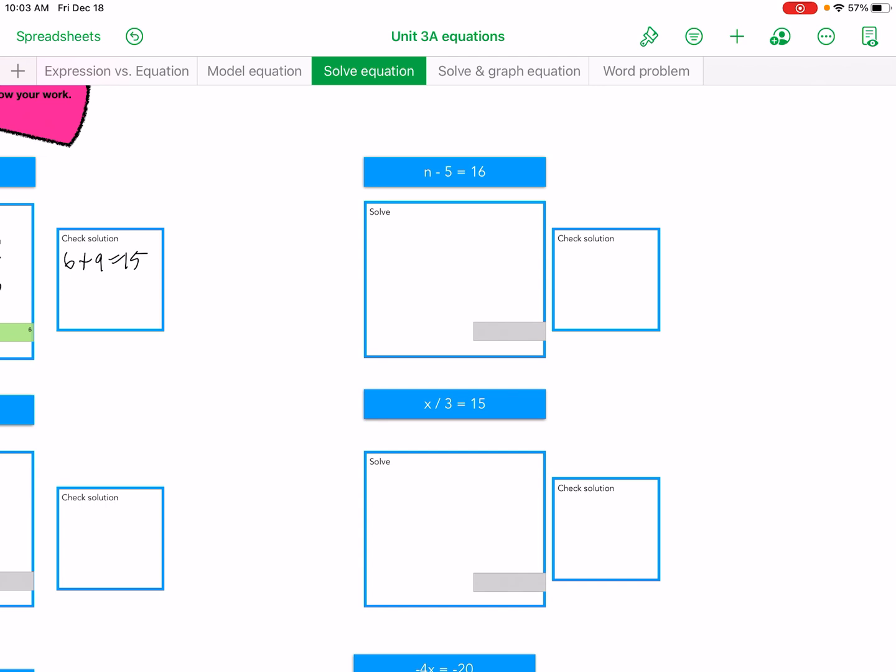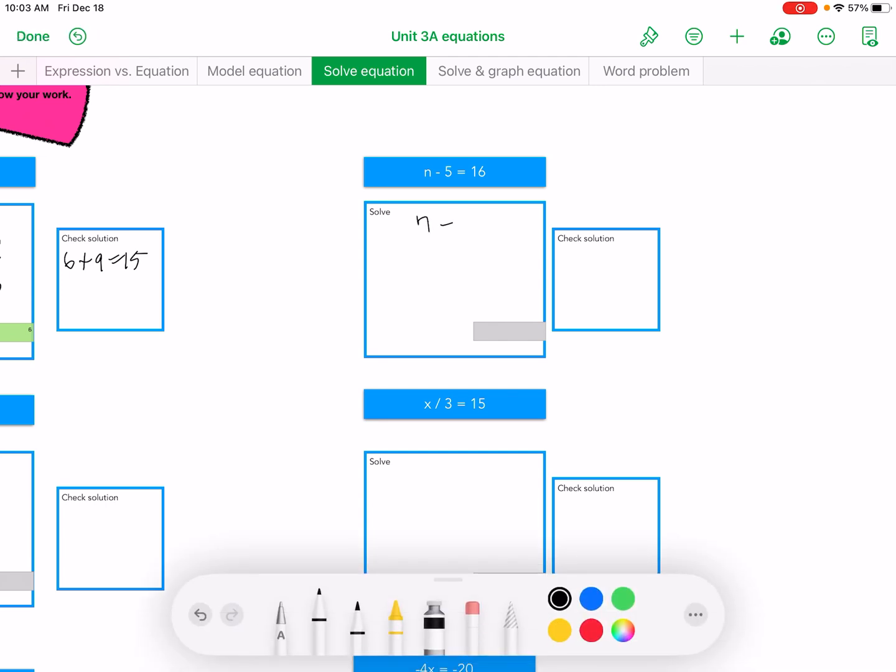Subtraction. n minus 5 equals 16. Okay, we're going to make our equation. We're going to draw the line. Find our variable. It's on the left-hand side. You are subtracting 5. The inverse of that is adding. We're going to put it on both sides of the equation to balance it out. Negative 5 plus 5, 0 pairs out. n is equal to 21.